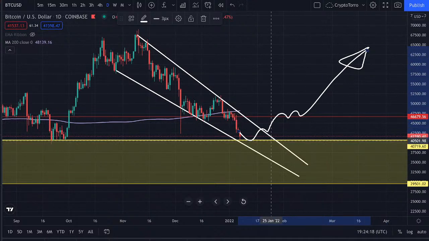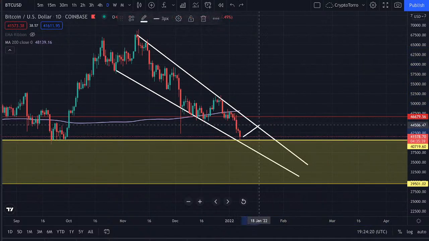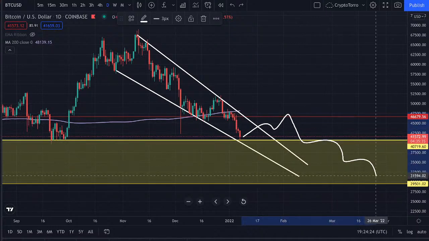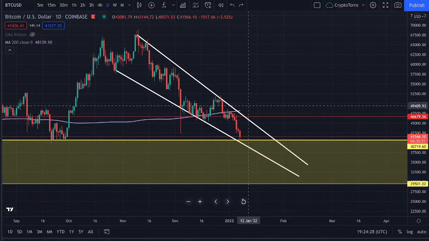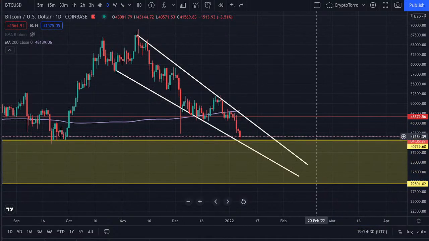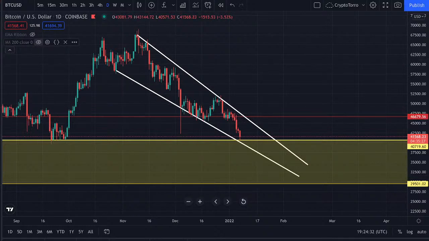Otherwise, if we do actually get rejected underneath this range, it is absolutely likely that we are going to head for sure towards the 30k range once more. So these are the things that you would like to take into consideration.